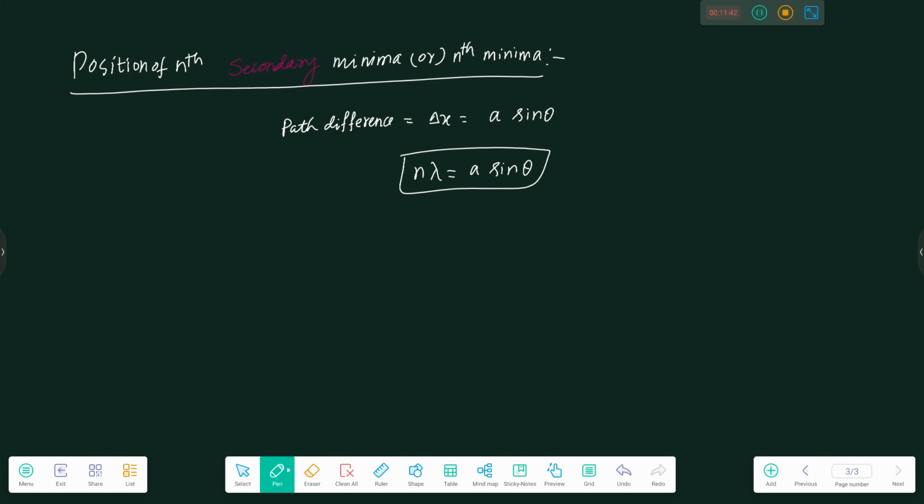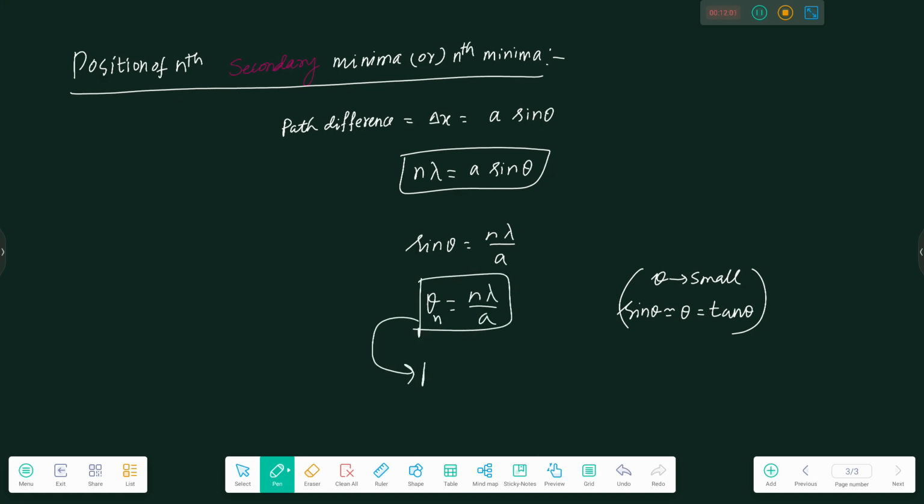Now here I can write sin theta equal to n lambda by a. Now if theta is small, sin theta is nearly equal to theta, which is nearly equal to tan theta. Next, here I can write theta equals n lambda by a. I can tell this as the position of nth minima. Now this is an angle, so I tell it angular position. Angular position of nth minima.